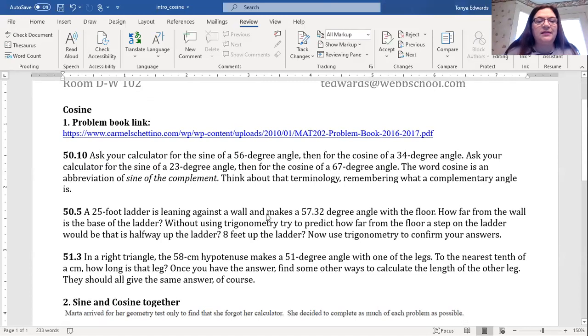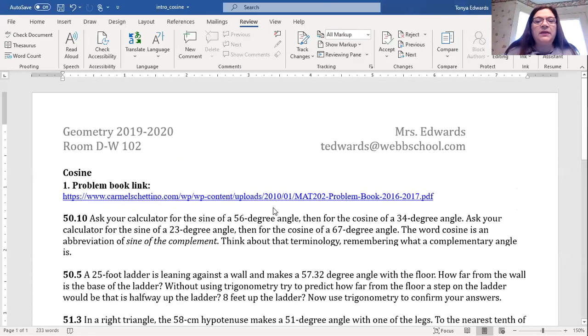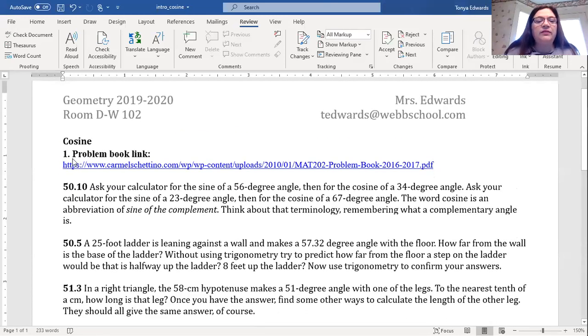It's related to sine. So I've got a document here that I'll be posting. You have a link to your problem book online. This is the exact problem book that we use, available to you online. So if you don't have your book with you, you can look online at these problems. But I'm going to copy them over to the whiteboard so that we can work them out on the whiteboard.